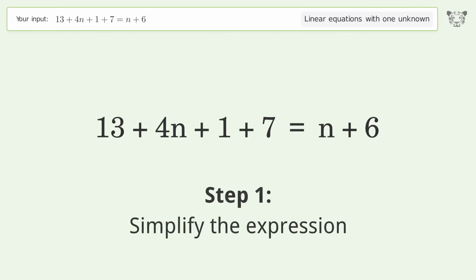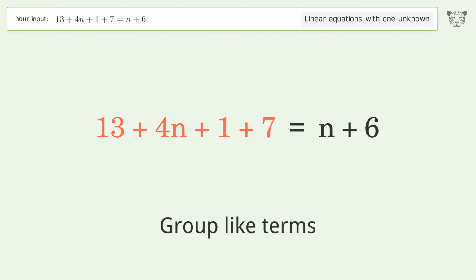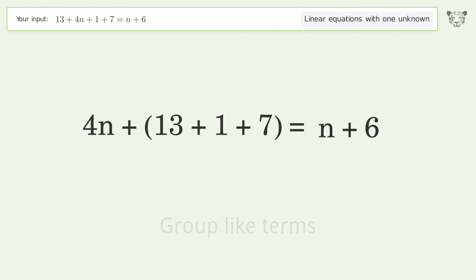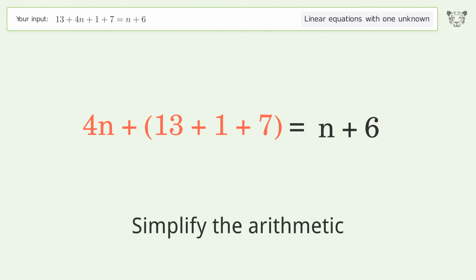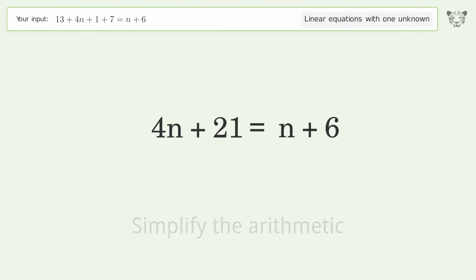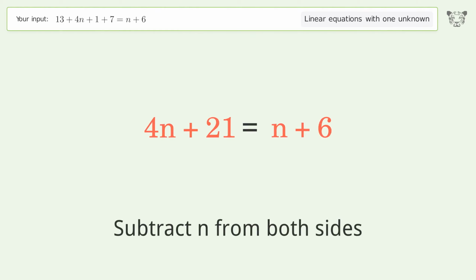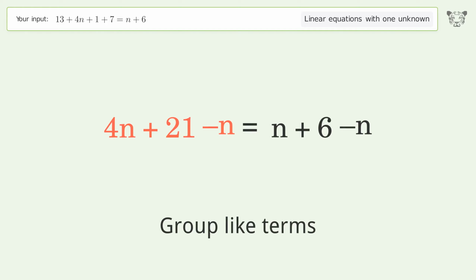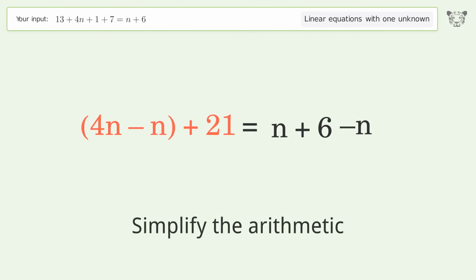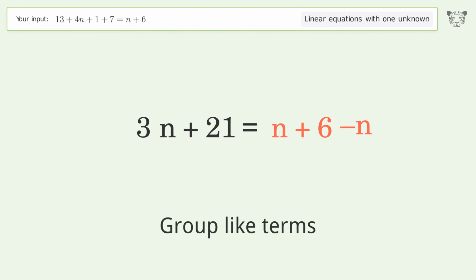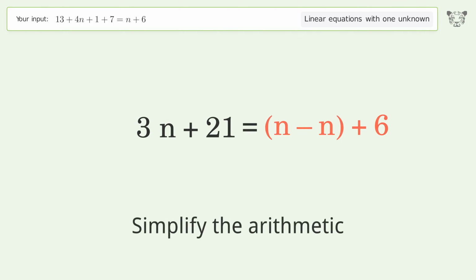Simplify the expression. Group like terms. Simplify the arithmetic. Group all n terms on the left side of the equation. Subtract n from both sides. Group like terms. Simplify the arithmetic. Group like terms. Simplify the arithmetic.